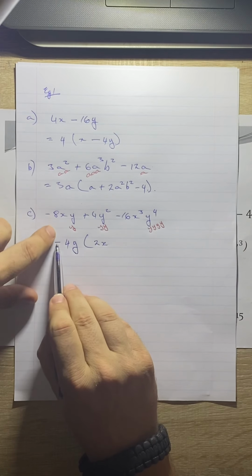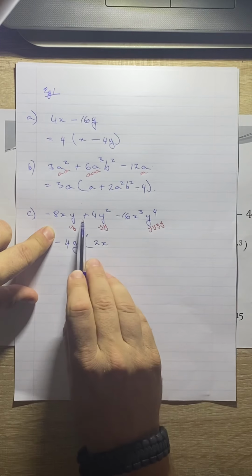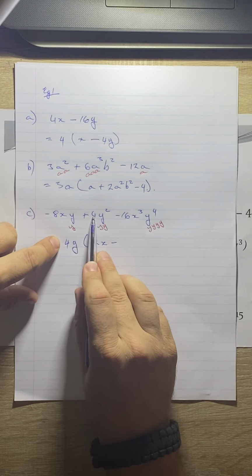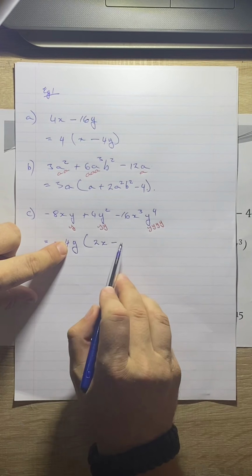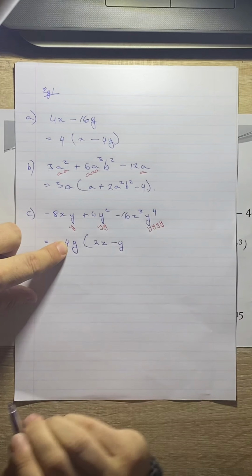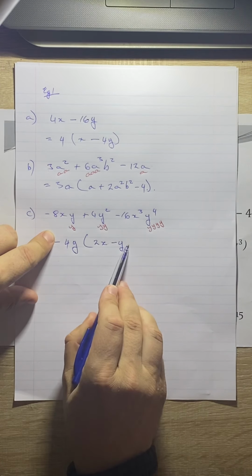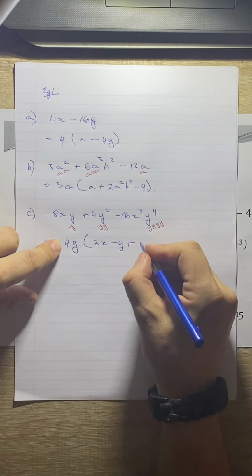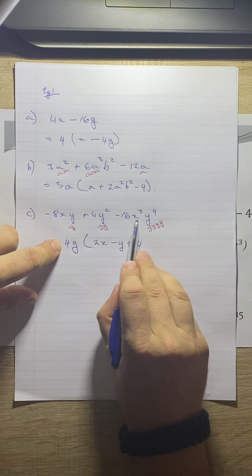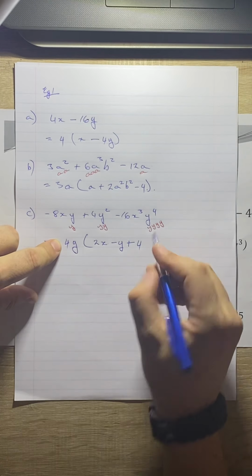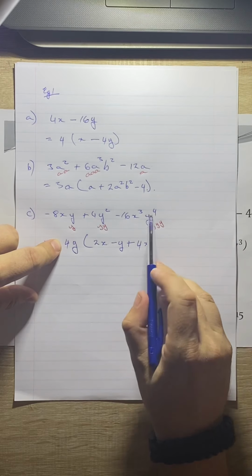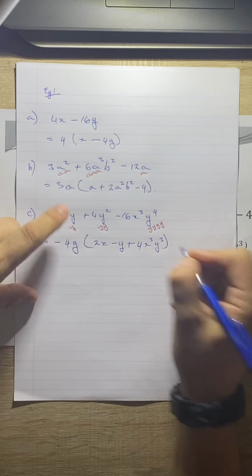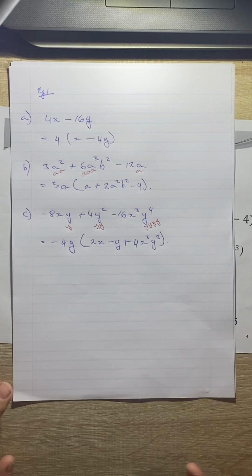Now a negative times what will give us a positive? It's a negative. We've got 2 y's and 1 y, so we need 1 y over here to make up those 2. Then a negative times what will give us a negative? It must be a positive. 4 times what will give us 16? It's 4. We've got 3 x's here and none there, so we need 3 x's. We've got 4 y's there, we've taken out a y, so we need 3 y's. And that's your final answer, factorized.